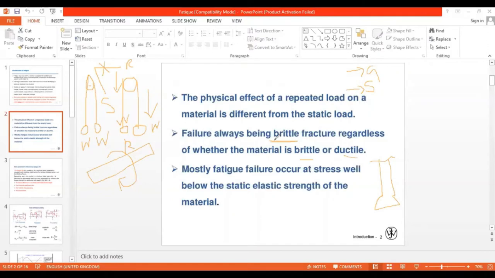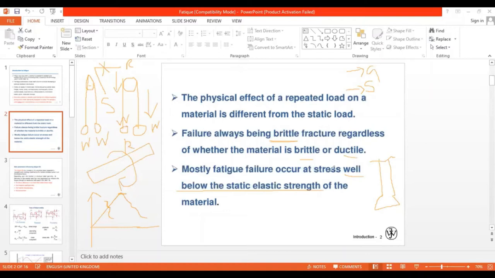Next one. Mostly fatigue failure occurs at stress well below the static elastic strength of the material. This is the important part here. This does not have anything to do with the maximum stress. Say, for example, a material can withstand a maximum of this much strength as a static body. I'm not talking about any movement; as a static body it can withstand this much strength before failure. But if you take the same material and apply fatigue or cyclic stress, it will not withstand up to here; it may break somewhere here. That's what it's saying.